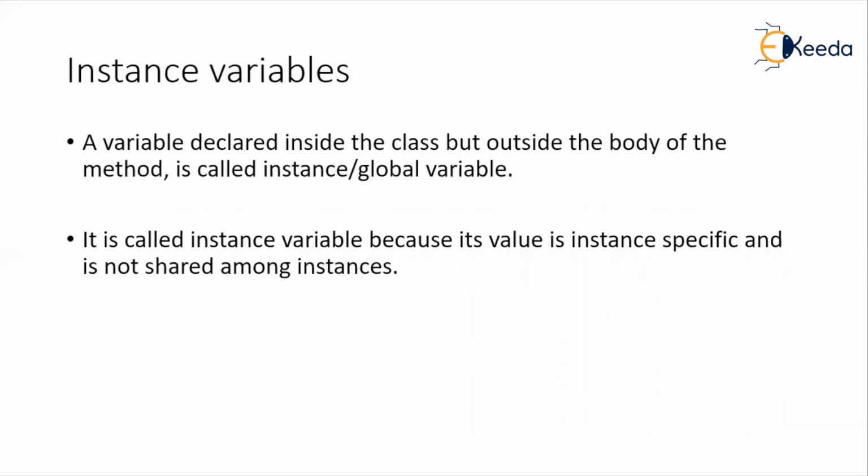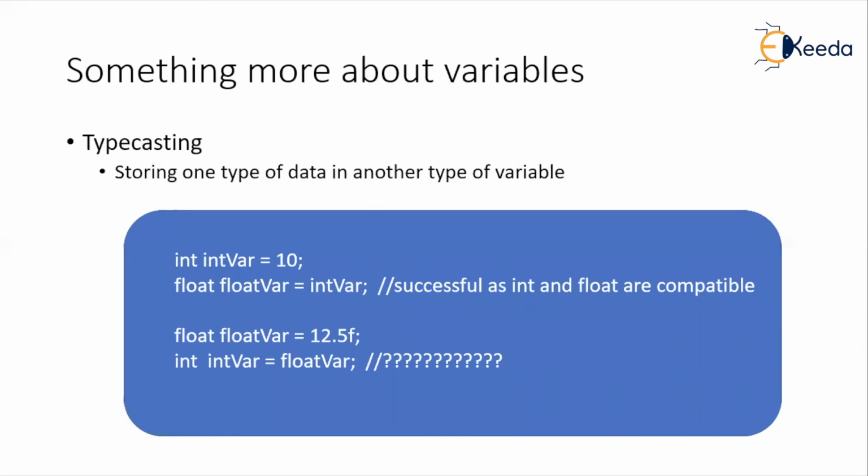We have already discussed instance data members and how instances are created and how a copy of instance data members is created for every instance of the class. In this session, we are going to discuss something more about variables, which is typecasting. And in this typecasting, we are going to discuss primitive data.